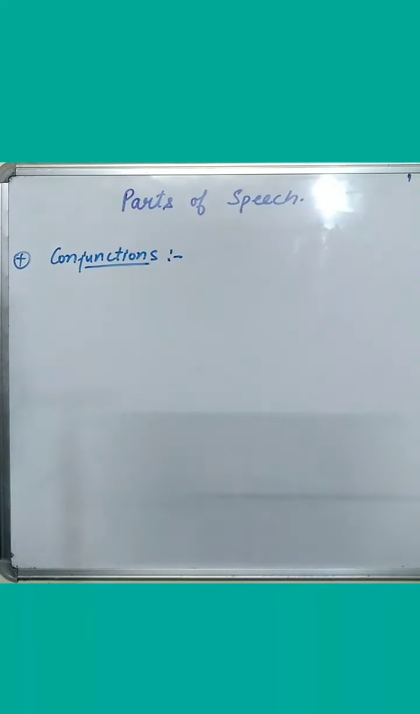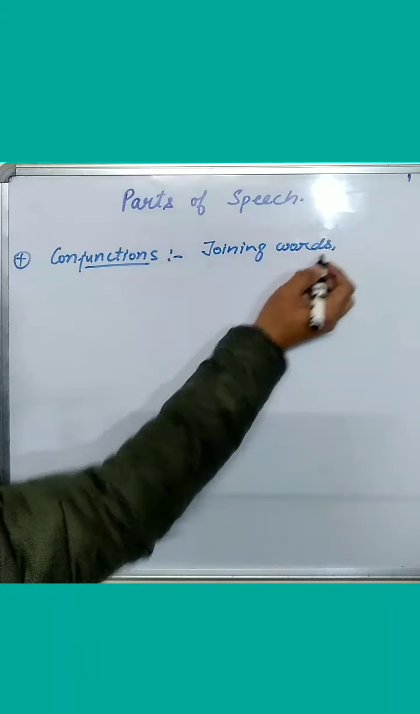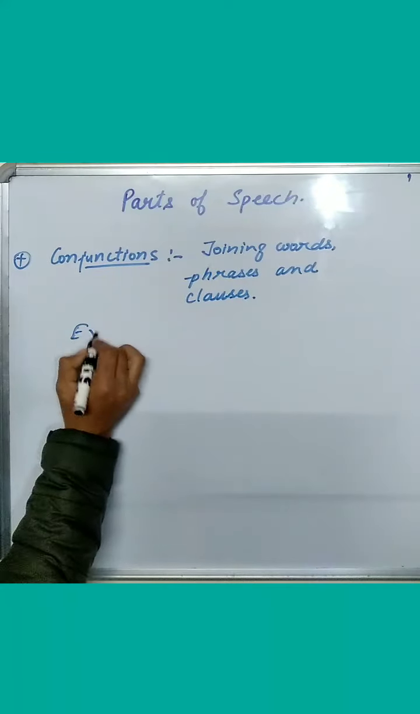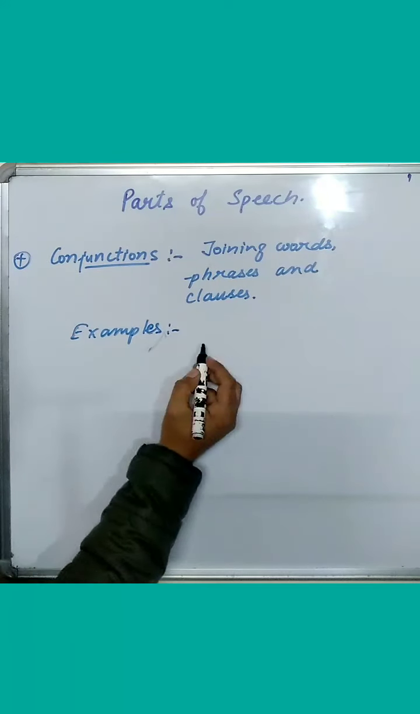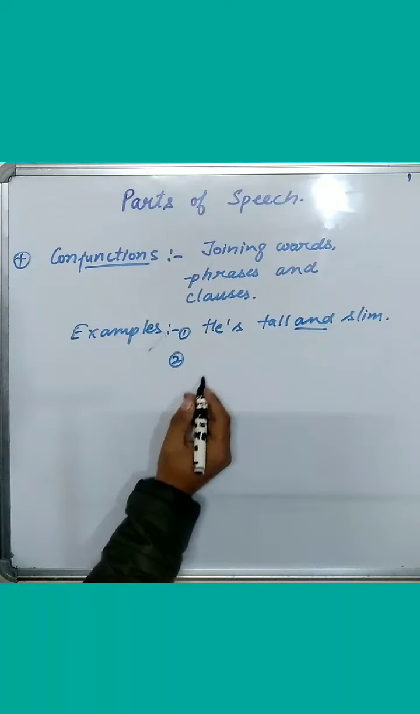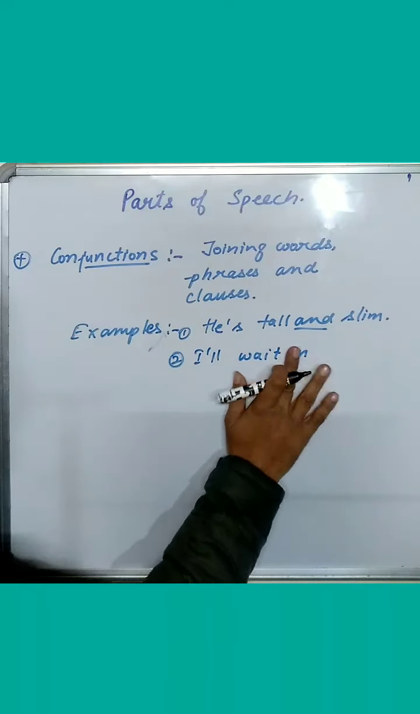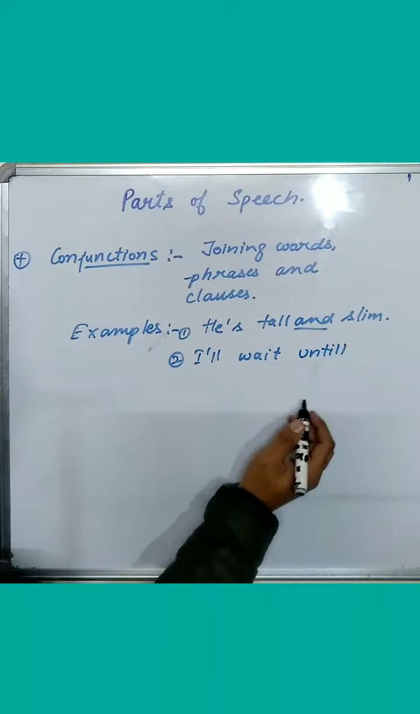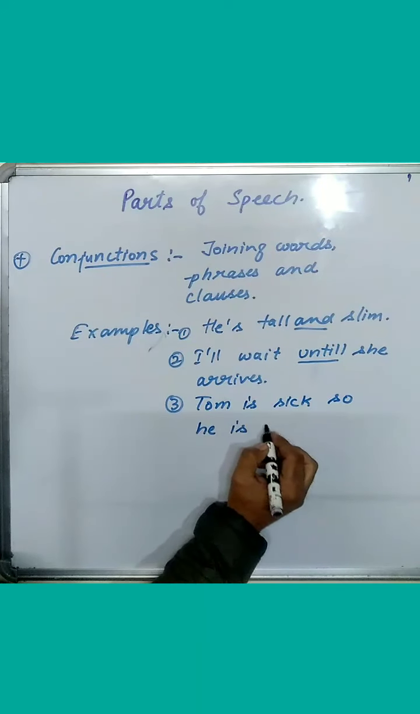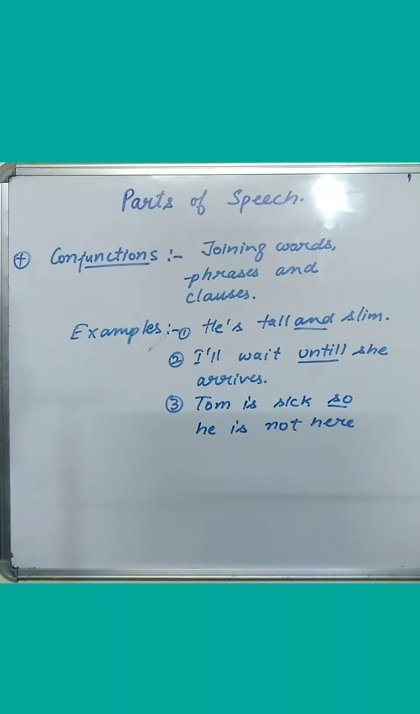Then conjunctions. They join words, phrases and clauses. He is tall and slim, and is a conjunction. I'll wait until she arrives. Tom is sick, so he is not here. So is a conjunction.